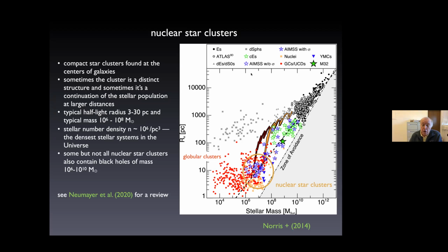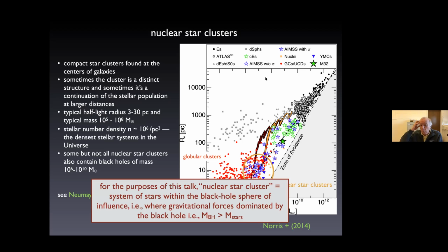And some, but not all, of the nuclear star clusters also contain, of course, black holes with masses between 10^6 and 10^10 solar masses. For the purposes of this talk, when I talk about a nuclear star cluster, I'm just going to mean the system of stars within the sphere of influence of the black hole. And as Kaihan said yesterday, by that I mean the radius where the gravitational forces are dominated by the black hole. That is, the mass of the black hole is larger than the enclosed mass of the stars.